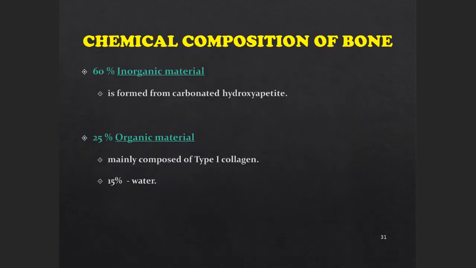Okay, now what is the chemical composition? As we have discussed, it consists of 60% inorganic and 25% organic material, and then the rest is water. 60% is inorganic and then your organic material.